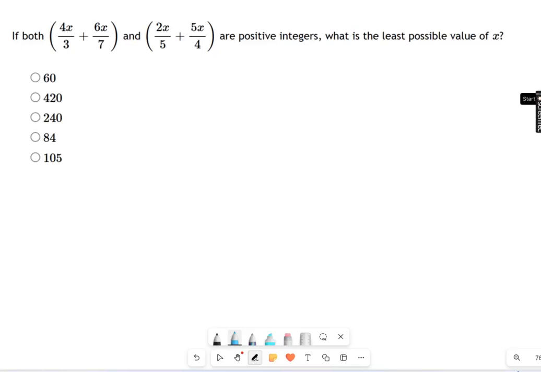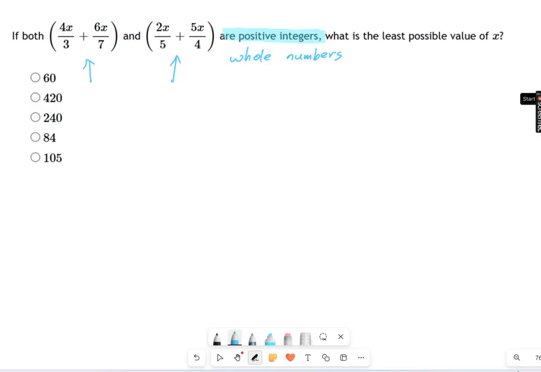This is a funny kind of problem. I'm told that I have two positive integers, right? This guy and this guy are both positive integers. Well, what's a positive integer? If you remember, these are whole numbers, not fractions, in other words. And yet, they're being written as if they were fractions.